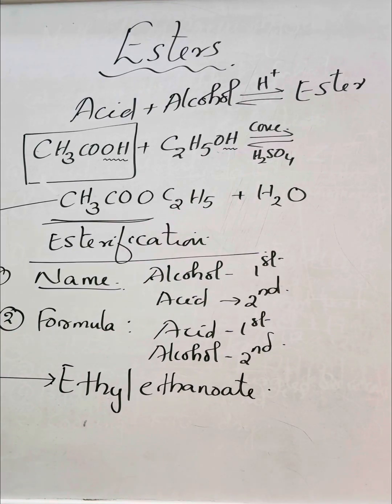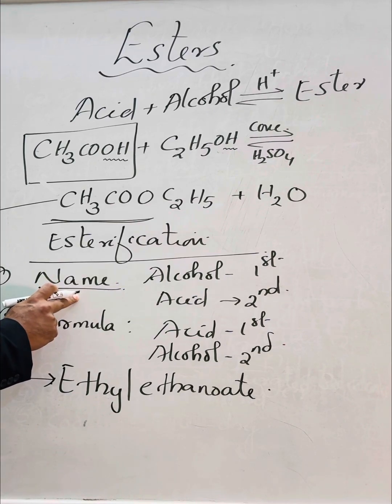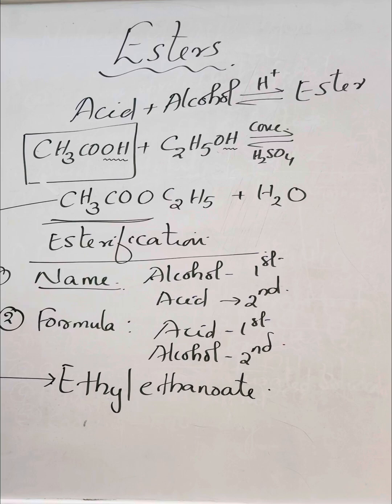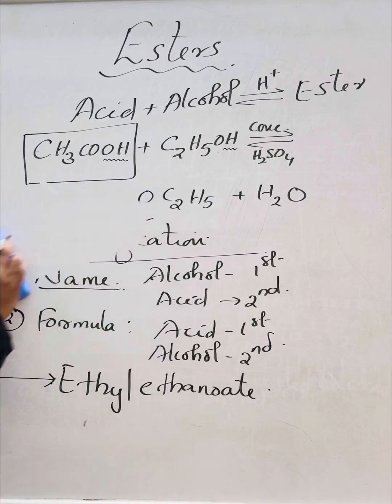An acid reacts with an alcohol in the presence of acid, and you will get an ester. This process is called esterification. When you want to name it, consider the alcohol first, the acid second. When you want to write the formula, acid first, alcohol second. Now I will give you another example.